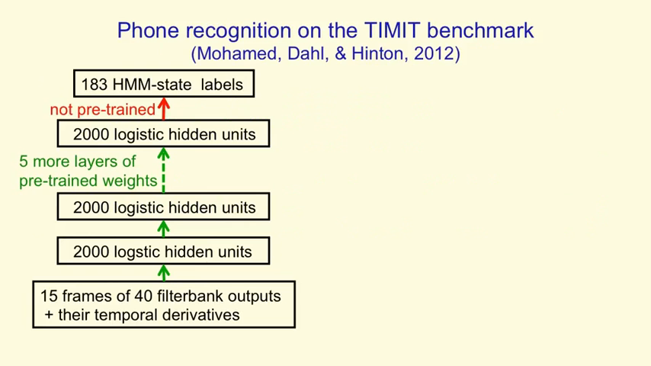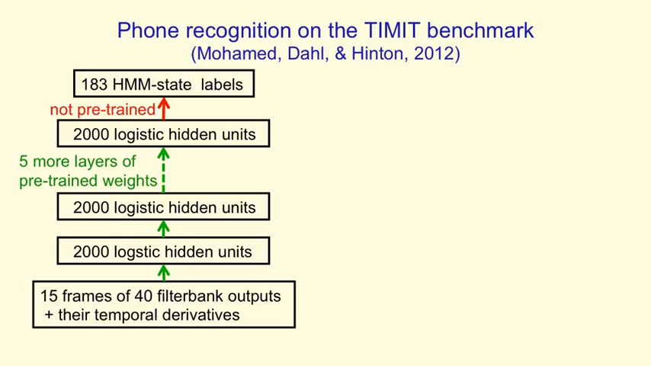So Dahl and Mohamed developed a system that uses many layers of binary neurons to take some acoustic frames and make bets about the labels. They were doing it on a fairly small database, and they only used 183 alternative labels. To get their system to work well, they did some pre-training, which will be described in the second half of the course.